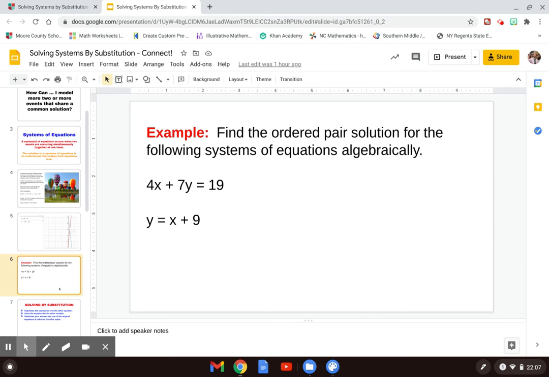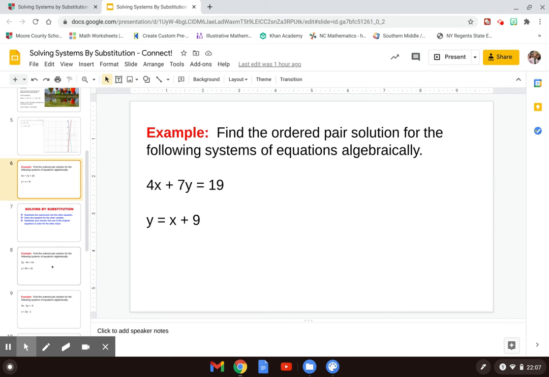All right, so if we go to our next example, which is 2y minus 4x equals 14, and y equals 6x plus 11. Let's go ahead and write those down. We're going to have 2y minus 4x equals 14, and y equals 6x plus 11.